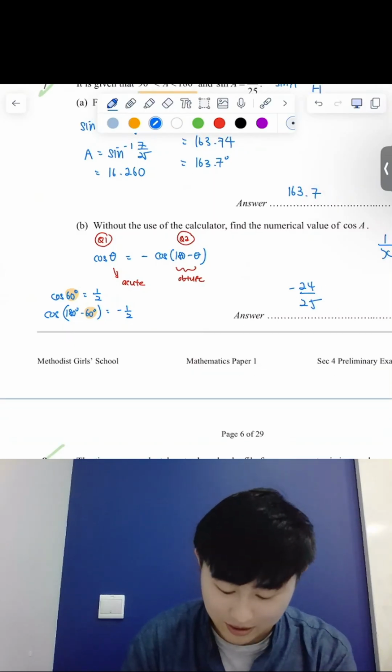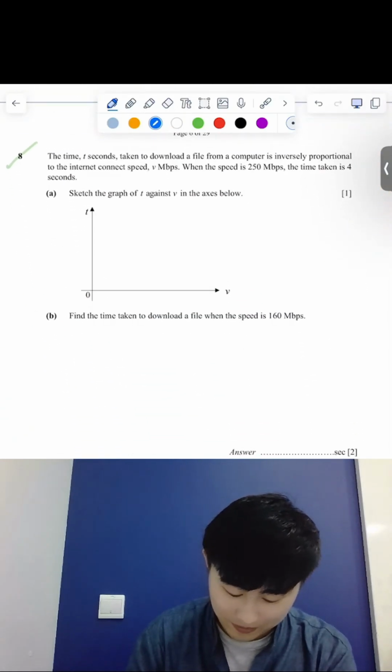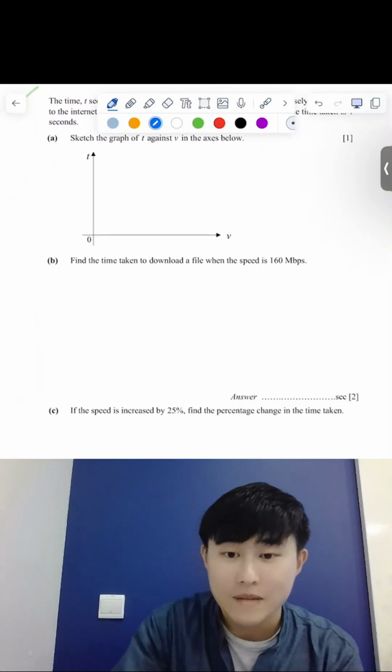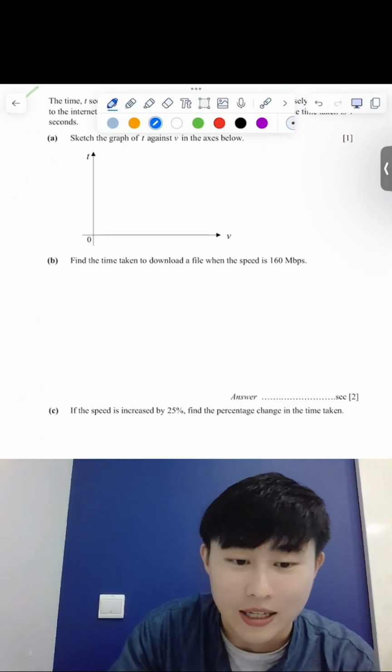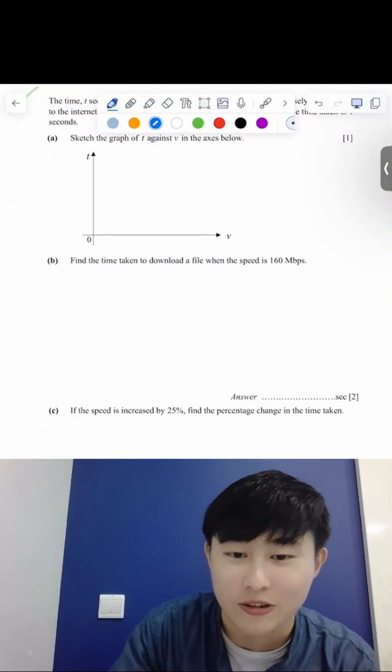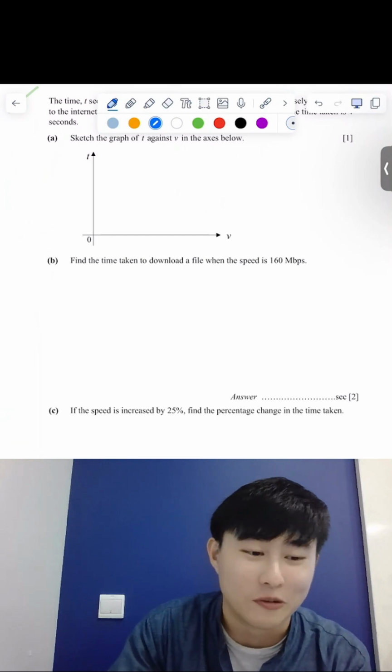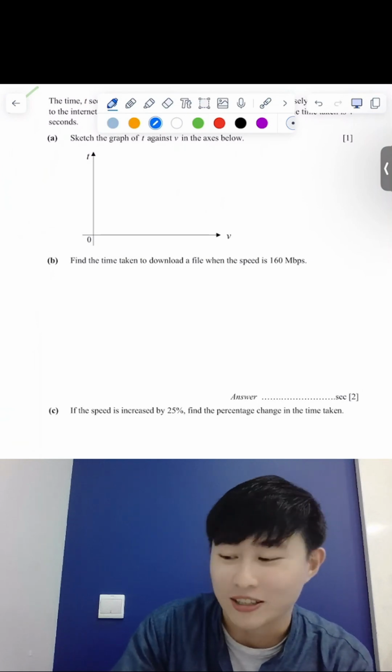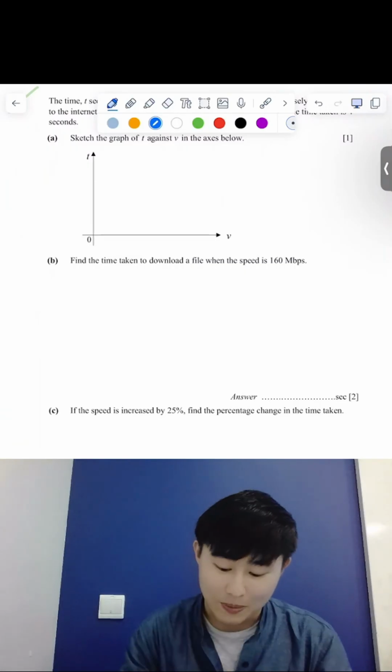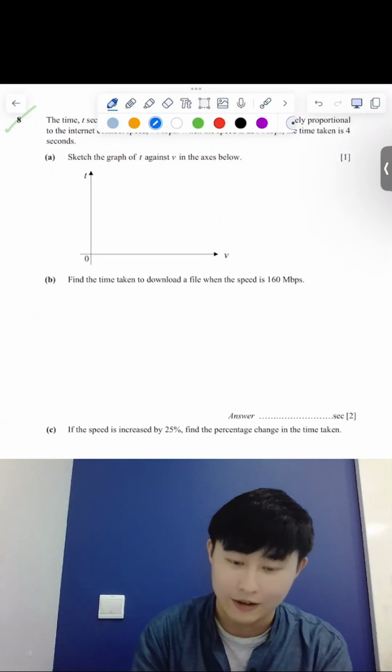Okay, come, let's move on to question number 8. Someone asked for direct inverse percentage change, right? Nice, you predicted the future. This is your question. But before I get there, which is part C, let's look at part A first.